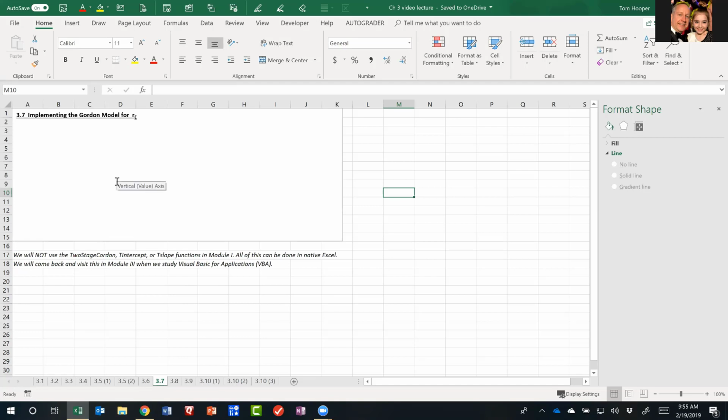Gordon model. Oh, I didn't finish the practice problem on that. Did anybody, can I hear from the groups again? Did anybody try to estimate what their future dividends would be and use the Gordon model to take the present value of them?